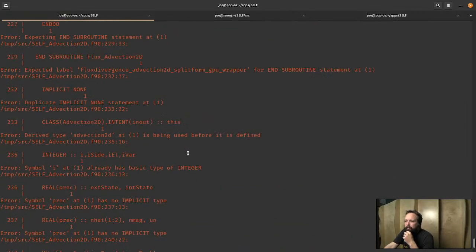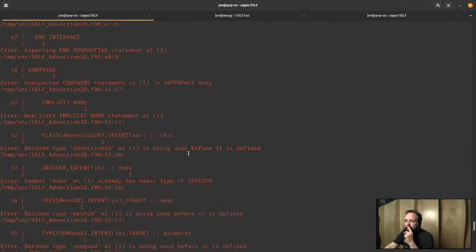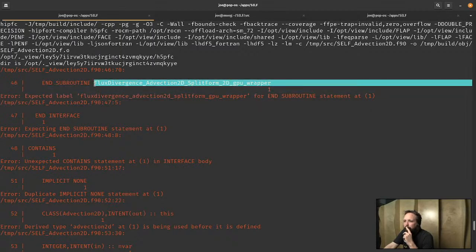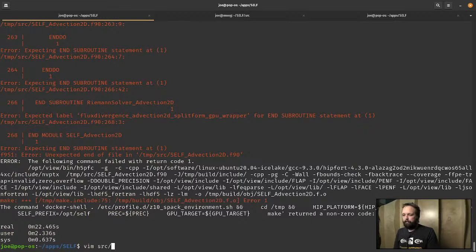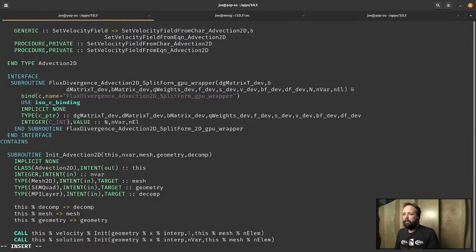Uh-oh. Usually when it vomits like this, there's something way up at the top that it's messed up. I've got a typo, expected label. Let's go fix that. An end subroutine. Yeah, so 46. Yeah, that's way up at the top. Didn't even get to the... you know what? I'm just going to do this.